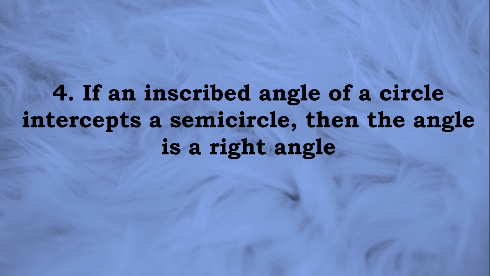Okay, next. Number 4. If an inscribed angle of a circle intercepts a semicircle, then the angle is a right angle. What is different about this? We have an inscribed angle that intercepts a semicircle. This means the intercepted arc of our inscribed angle is a semicircle. When that happens, what kind of angle is formed? It says it's a right angle. We know that when we say right angle, the measure of the angle is 90 degrees. So, let's look.